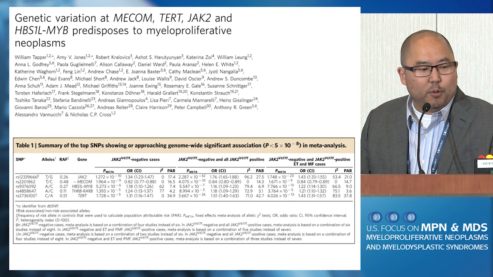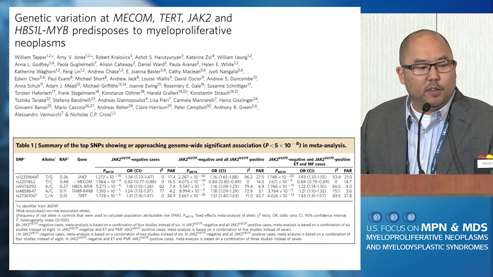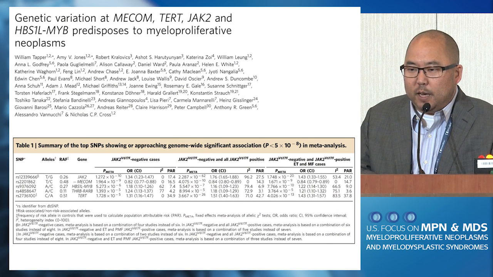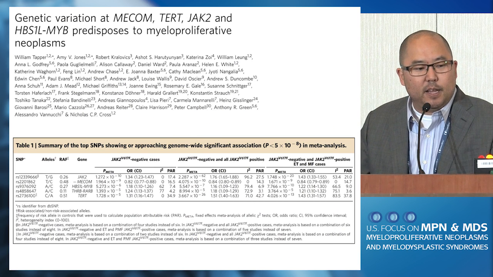And this is just another example where similar findings were reported. There are several other papers that have been coming out recently with similar findings. So we're now beginning to understand that it really is a combination of germline predisposition as well as somatic acquired mutations that contribute to MPN development.